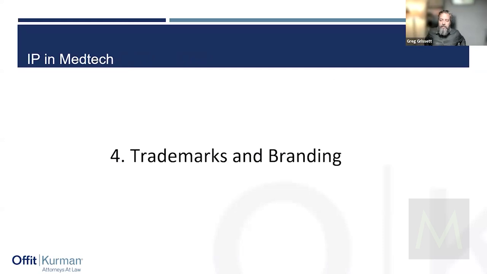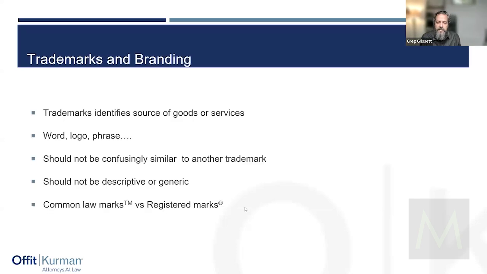We'll spend a little bit of time on trademarks and branding. This is a bit more basic information. Trademarks identify goods or services. I give the example of Tide. I grew up with Tide. I have an emotional response when I smell Tide. It reminds me of my childhood. It identifies a source of goods or services. It could be a word, logo, a phrase, or a combination of those. The big issue is that brands and trademarks shouldn't be confusingly similar to something that already existed.